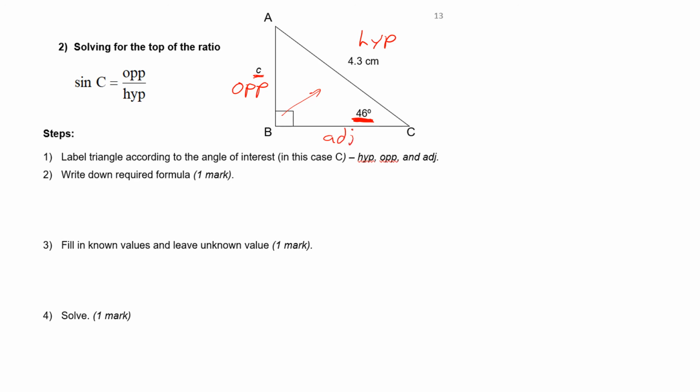So we're going to write down our formula. Sine theta equals opposite over hypotenuse. We fill in everything that we possibly know. We know what theta is this time. Theta is 46. Opposite, we don't know, so I'm just going to write opposite. You could write little c if you want. And the hypotenuse, we do know. It's 4.3.